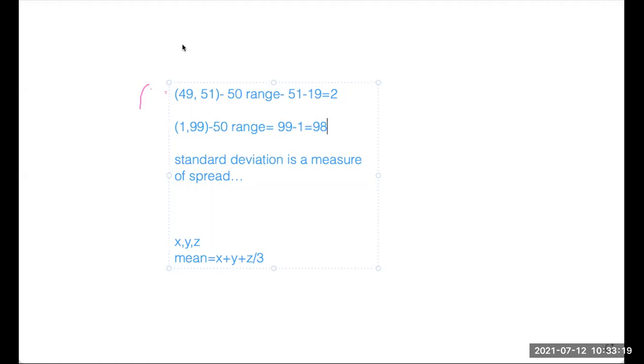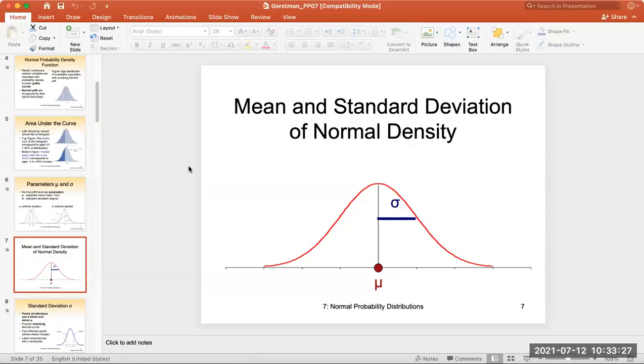Okay. So to represent any distribution, we require these 2 things. One is the mean value, another is the standard deviation. And a lot of the applications of this concept come in our manufacturing field.